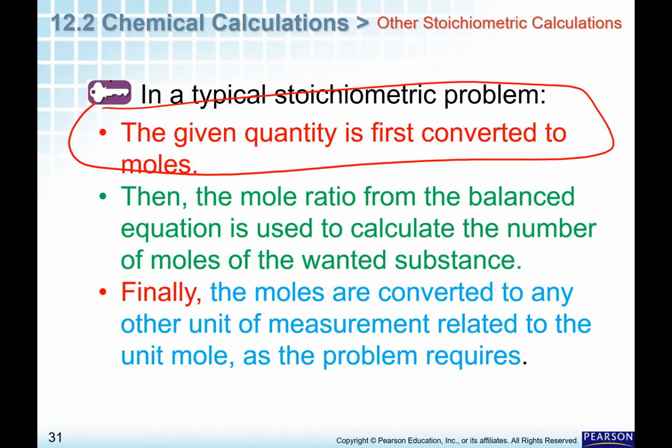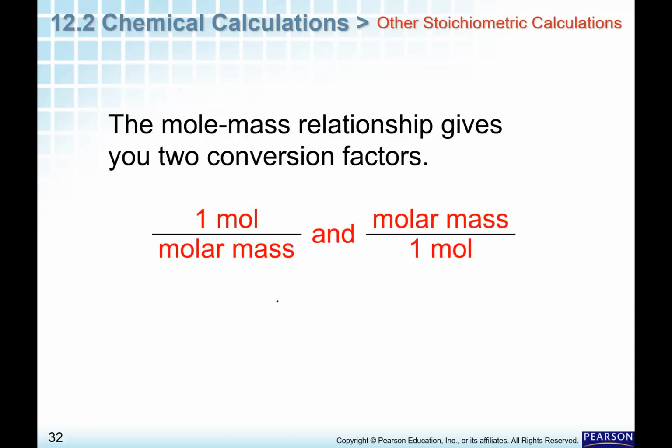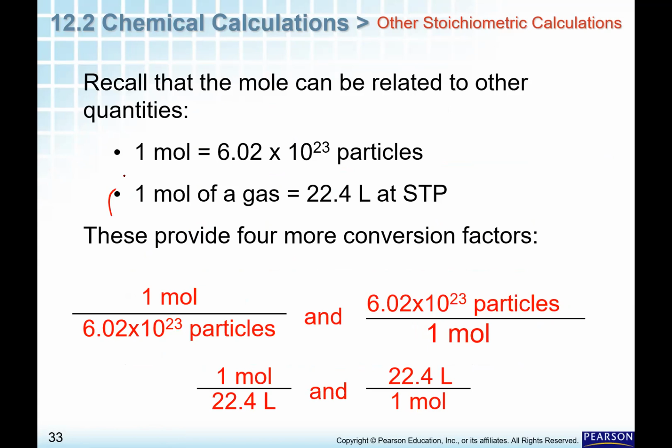The second step is to use the mole ratio from the balanced chemical equation to calculate how many moles of the wanted substance you have or need. Then the third step is to take the moles that you get and convert them into the desired unit as the question asks. Let's take an example, and that will make it even better. These are the conversion factors that you need to remember: mole to mass uses the molar mass. Either use this one or this one.